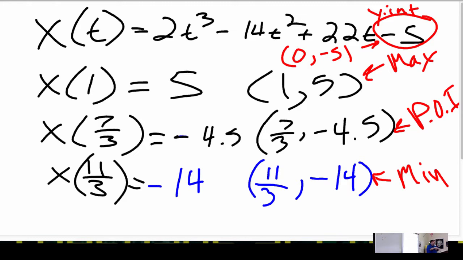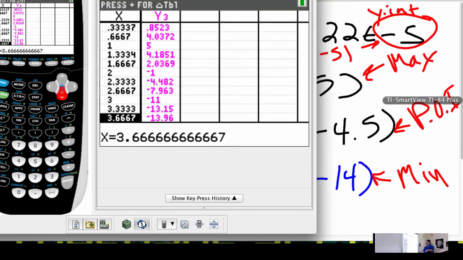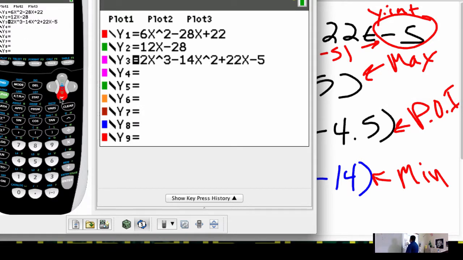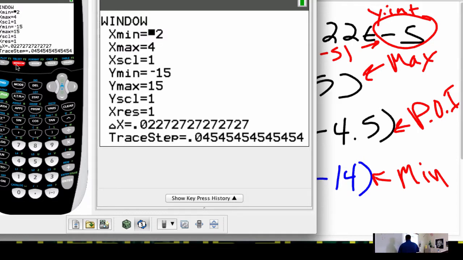You guys ready? Going to graph it by hand. Why would we do that? Well, because it's fun. I wish I could videotape the looks on your faces. All right, so now I'm going to come in here and turn the graph off, and I'm going to set my window. What should we set our windows to? Our x values go from what to what?